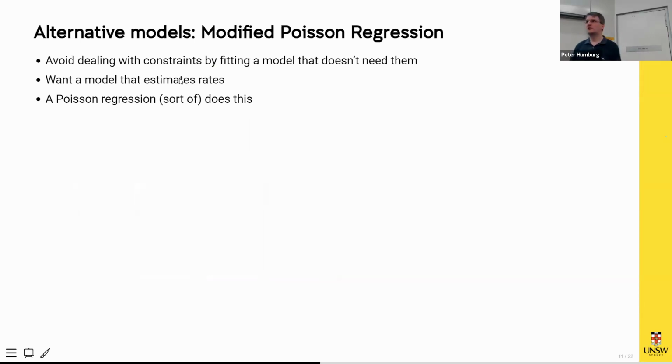But there are other options, and we should consider those too. One thing that's quite popular with a lot of people that I work with is modified Poisson regression. So what's that? Well, basically the idea is we don't have to worry about constraints if we don't have too many constraints. And we do want a model that estimates rates, right? That's kind of what we are all about here. And Poisson regression kind of does this. So maybe that's a good place to start.